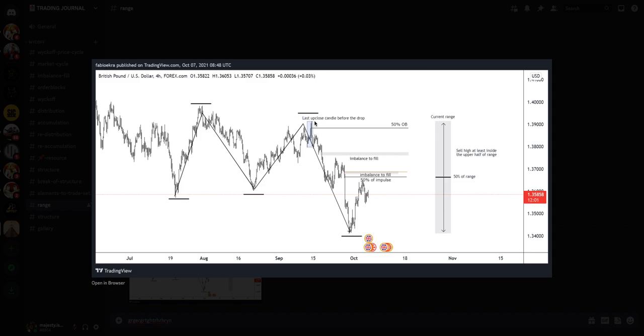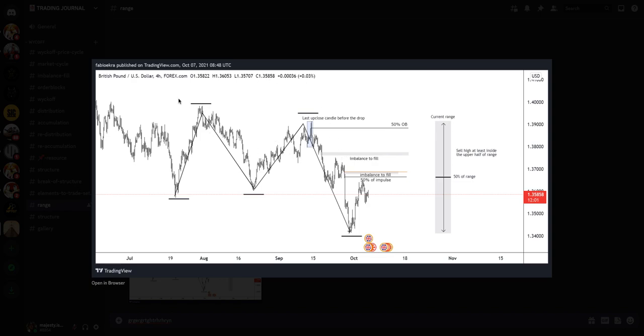Two lower highs. And then we have two lower lows. We're ignoring this one because this isn't lower than the previous low, so we're ignoring this middle one right here. So in total we have two lower highs and two lower lows. Now we have identified structure.